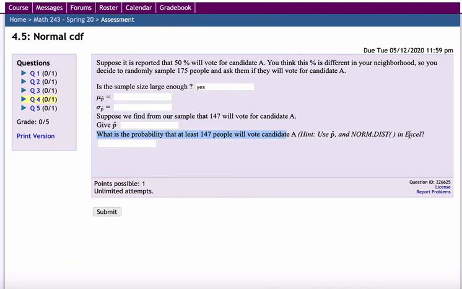Ignore this hint. That doesn't help you. You don't use Excel. What is the probability that at least 147 people? Don't think about it as 147 people. Think about the proportion that is represented by 147 people. What is 147 out of 175? Conveniently, you just calculated that up here. You'll use not Normdist, but instead Normcdf. And as long as you have the lower bound and upper bound, and then the center and the spread, you can get your answer for this.